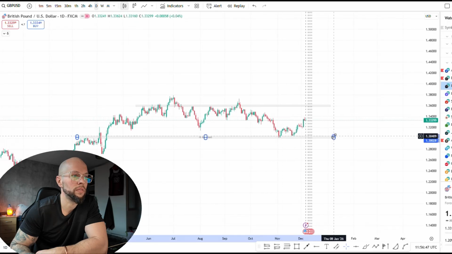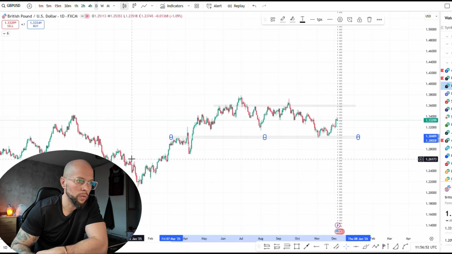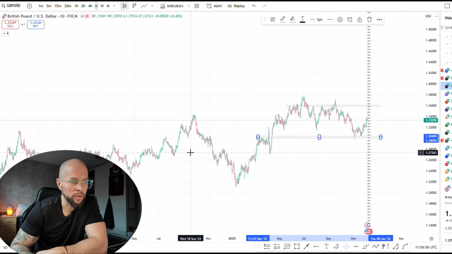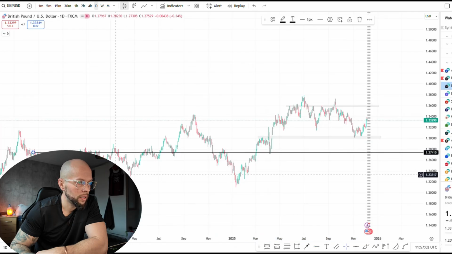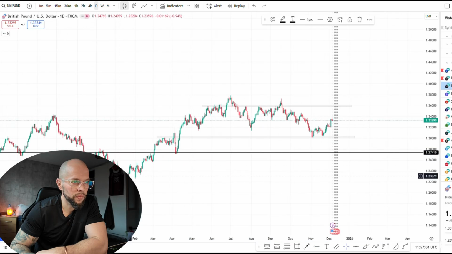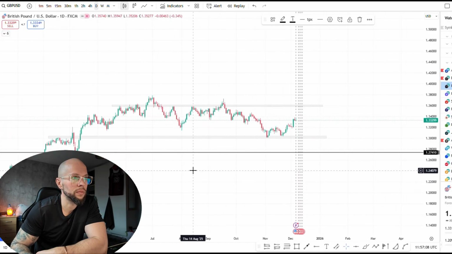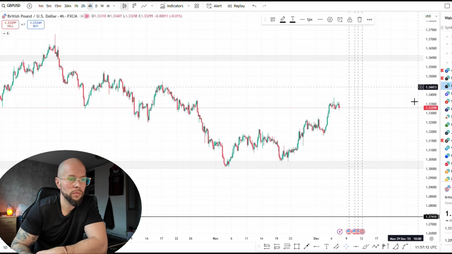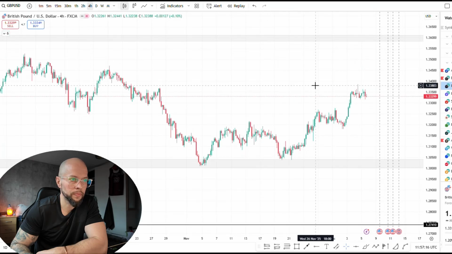Now this is a beautiful range right here. Wow. What do we have here? Wow, this is a beautiful level as well. That's a pivot level for sure, but this is a beautiful range. Let's go to 4 hour. Let's see what we have here.